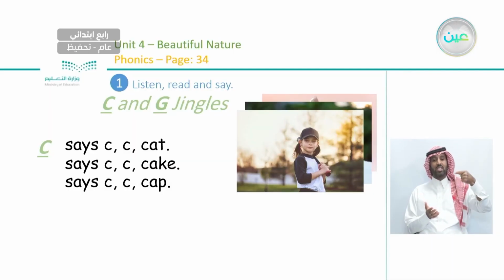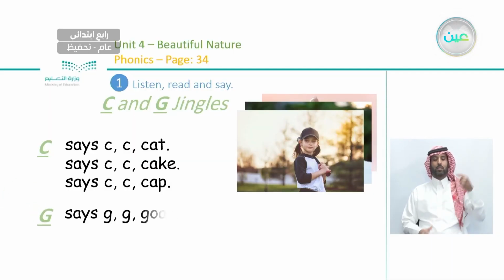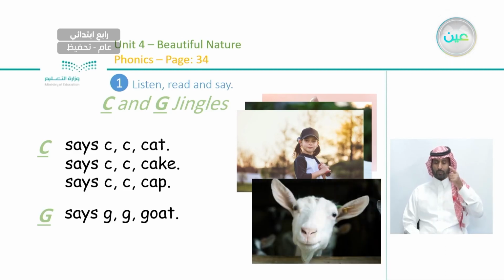And G. Excellent. So G says goat. What is goat? So this is a goat. Okay, so G says goat. So we have the letter G, but we pronounce it as ga.